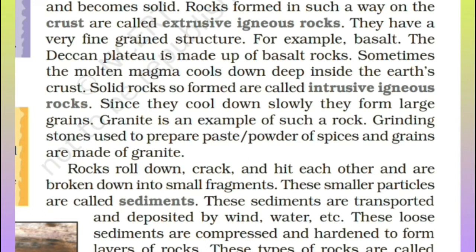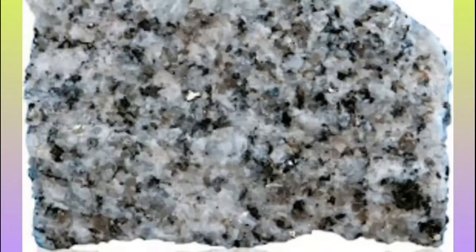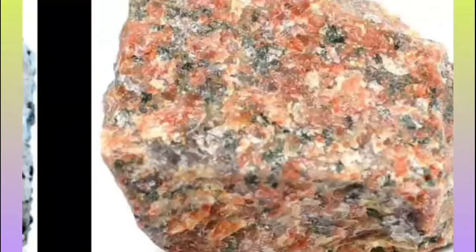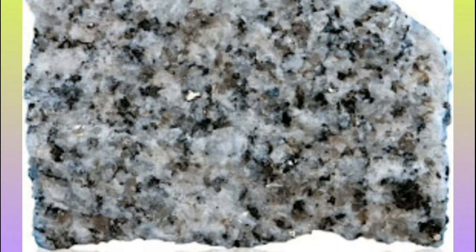So the example of extrusive igneous rocks was basalt and the example of intrusive igneous rocks is granite. This is the granite rock. Okay, it's very beautiful and they are of different colors. This is a red granite rock, this is black and white granite rock, right? And there are also pink ones.